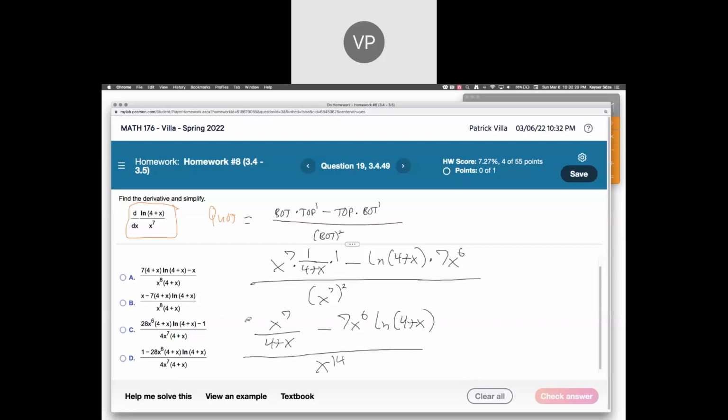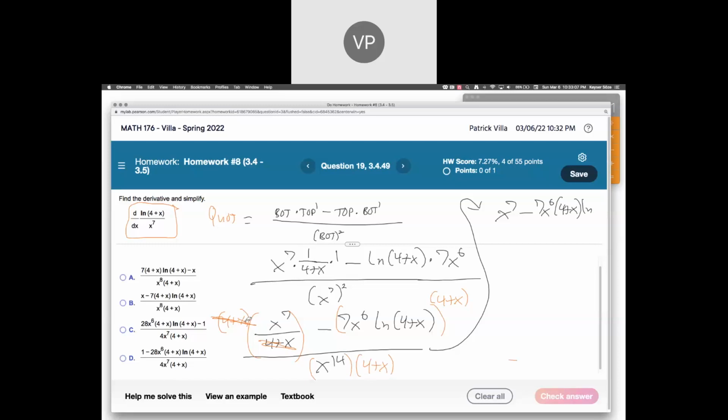So now I want to clean it up a little bit more. And what's going to happen is, this is known as a complex fraction, where you have a fraction within a fraction, like in the numerator here. So what I'm going to do is multiply this by 4 plus x to get rid of that. But in order to do that, I have to multiply everybody by 4 plus x, including this one down here. All of that just to make that cancel. So now what we end up with is an x to the 7th minus a 7x to the 6th, 4 plus x, natural log of 4 plus x.